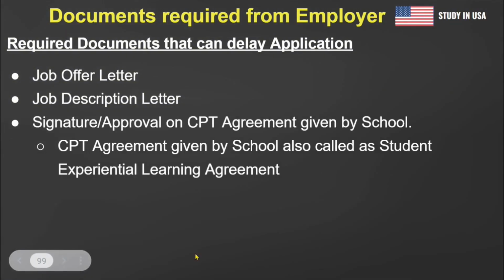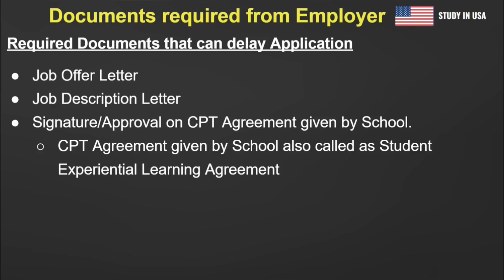Now, third is you require a signature or approval on the CPT agreement, which is provided by the school. Each of the schools has their template for the CPT agreement and conditions. These are the conditions stipulated by the school to follow the regulations of USCIS, and this will have those details so that the employer knows about the conditions of the CPT.